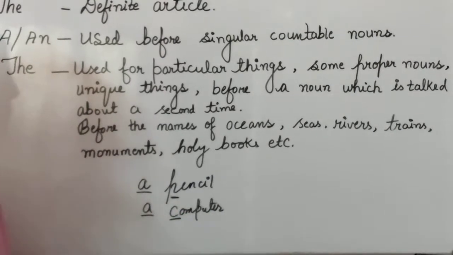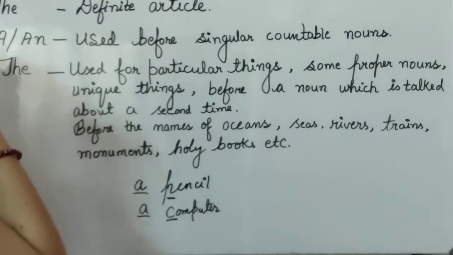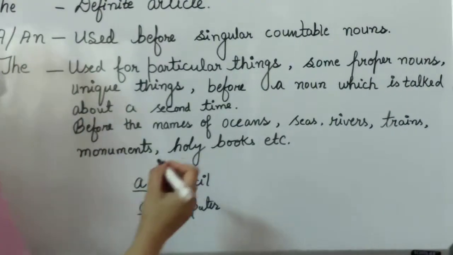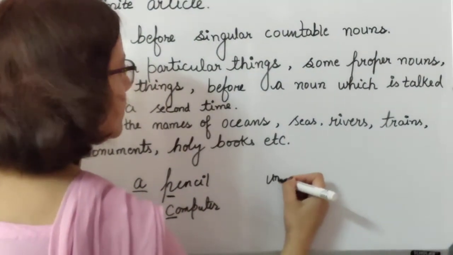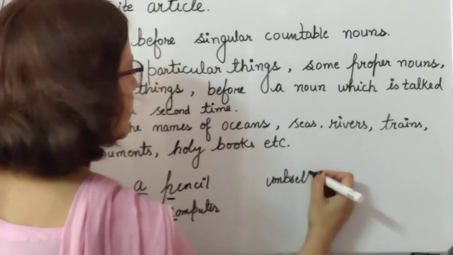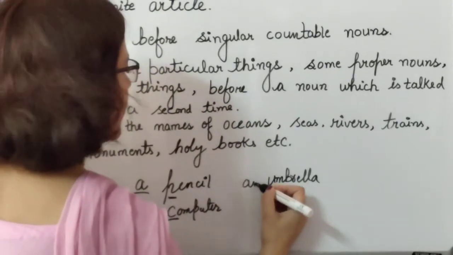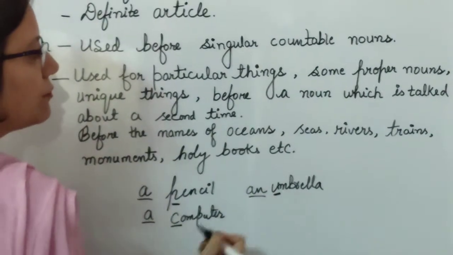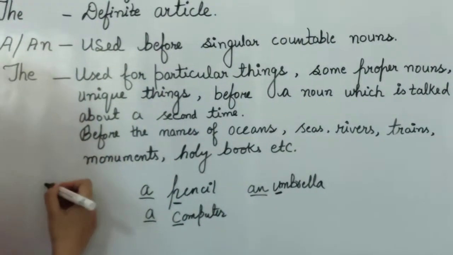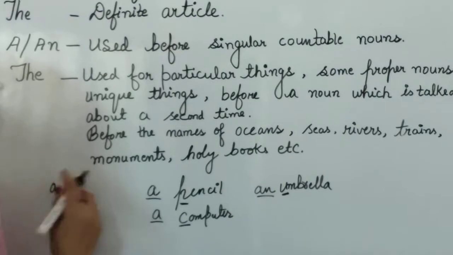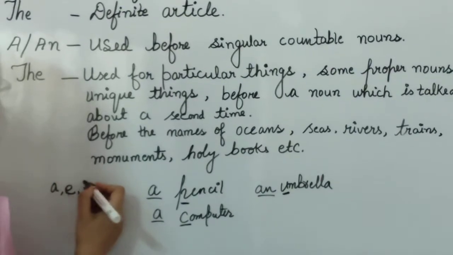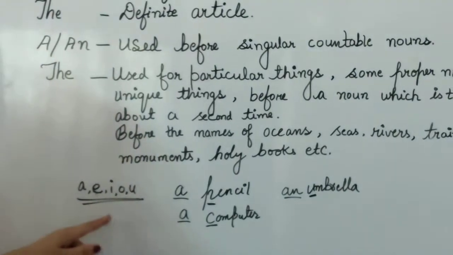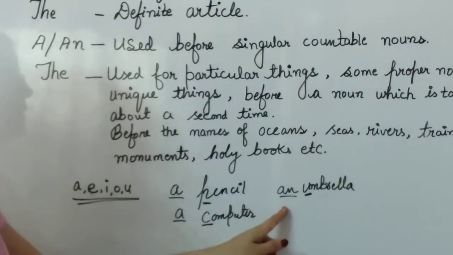These are singular. Again, before the vowel sound, we can use an. Example, umbrella. What can you say? An umbrella. Why an? Because here this is vowel. Vowel, you know, children. A, E, I, O, U. These are vowels. Before the vowels we use an.